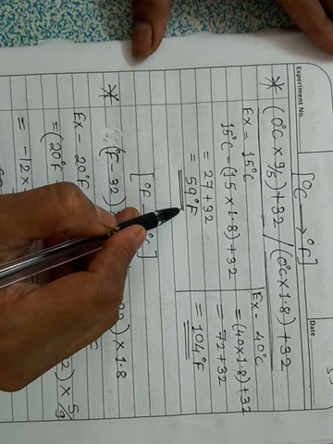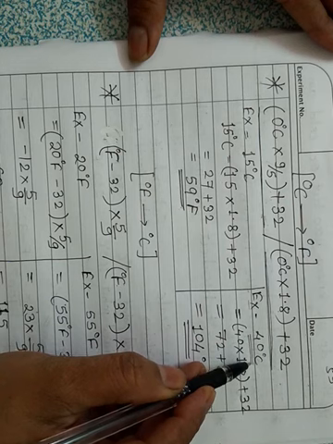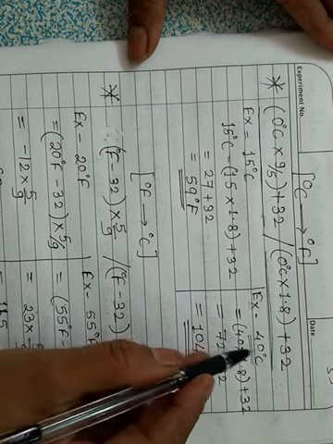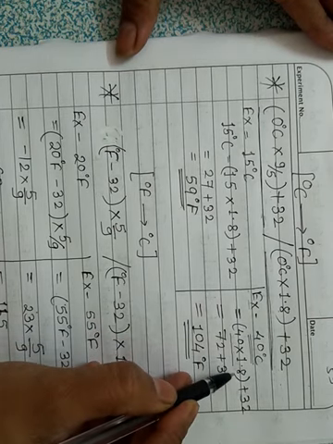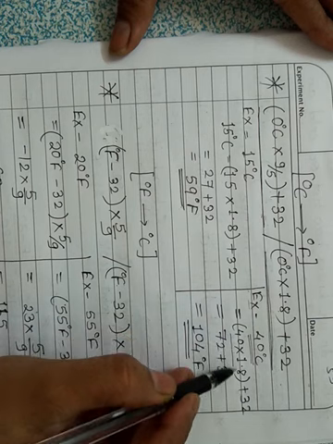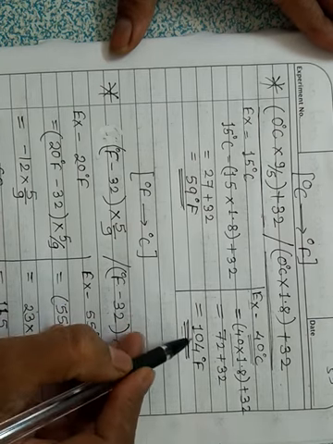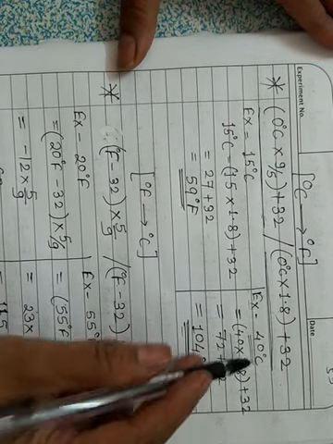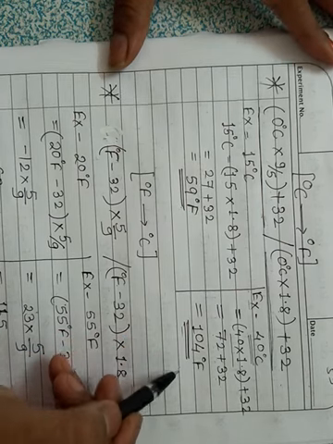measure in Fahrenheit scale. Second example, 40 degree Celsius you have to convert into degree Fahrenheit. Put that value in the formula: 40 into 1.8 plus 32. 40 into 1.8 is 72, plus 32. You will get the answer 104 degree Fahrenheit. So 40 degree Celsius is equal to 104 degree Fahrenheit.